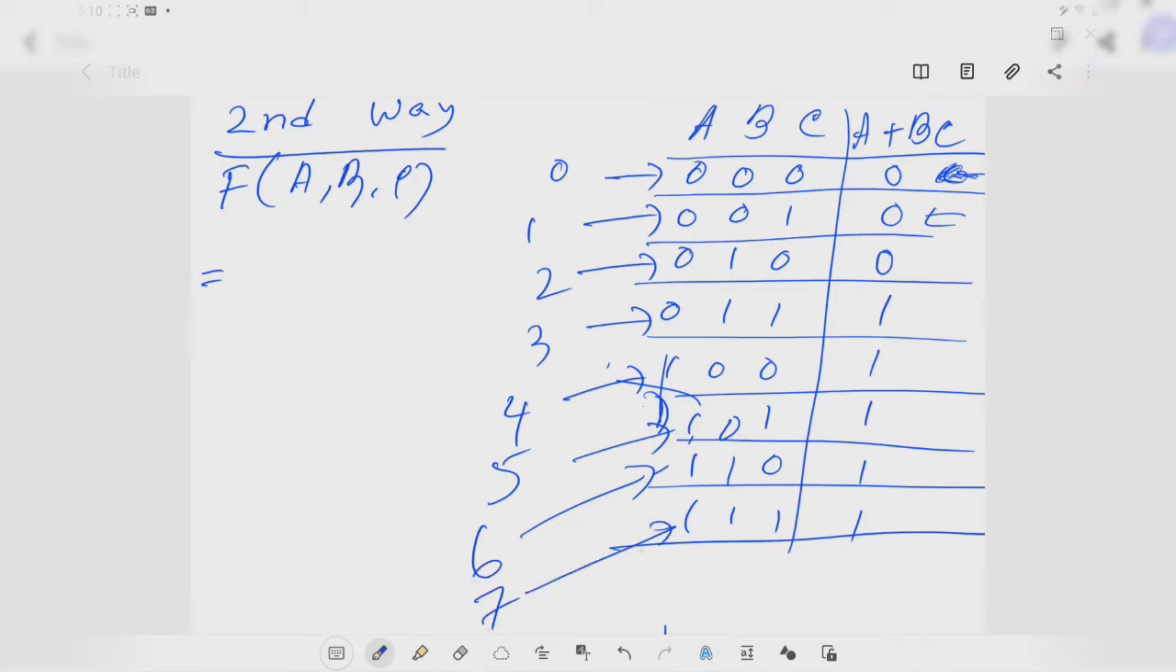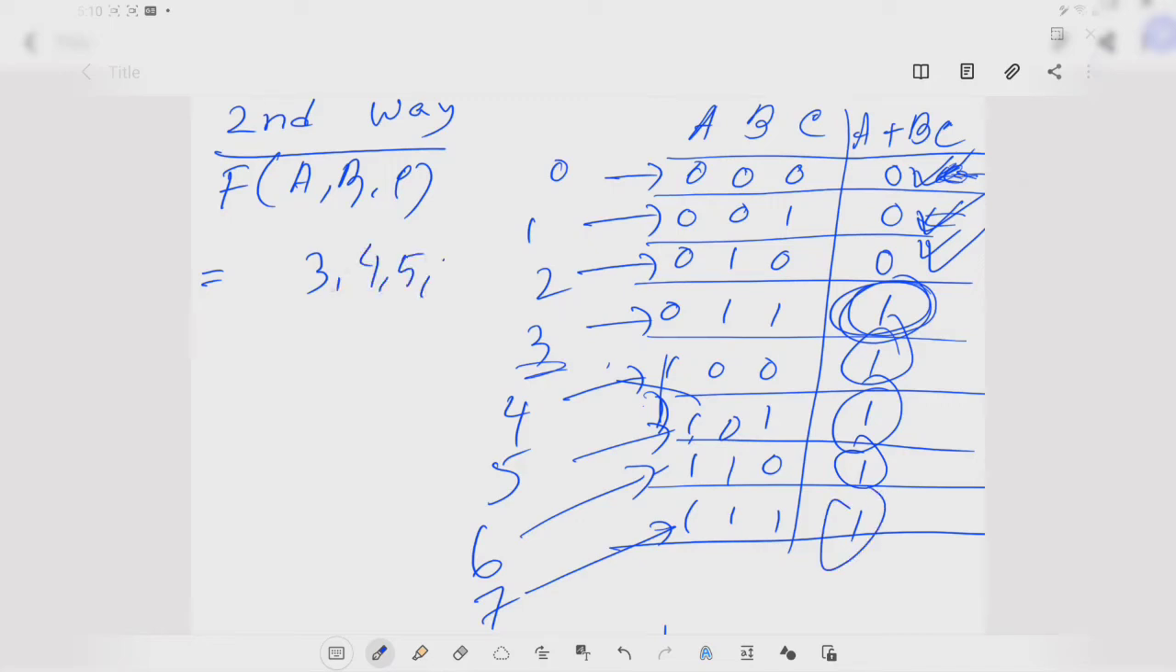So now we have 0 in the first row, 0 again, 0 again. So we have this 1 in the third row. So now we put 3, then 4, 5, 6, 7, and this is the same thing. Okay, so now I think by using the truth table, finding or expressing an expression in minterms is easier than by using the Boolean identities.